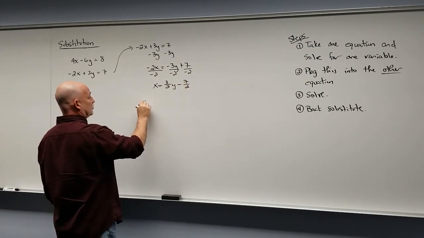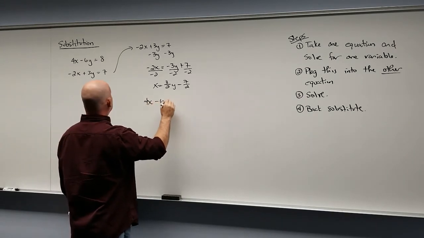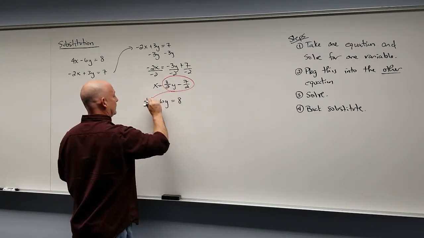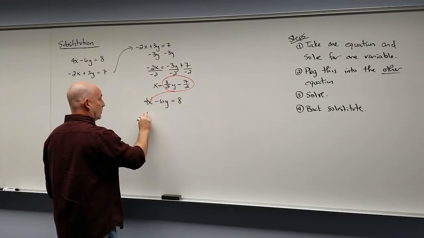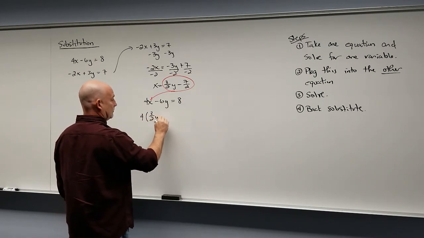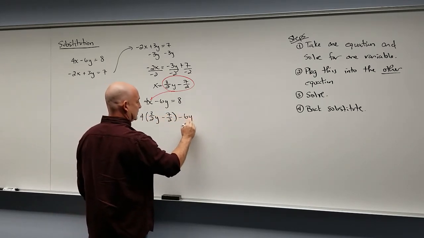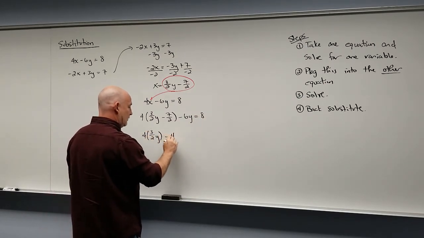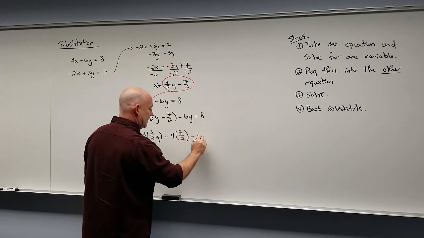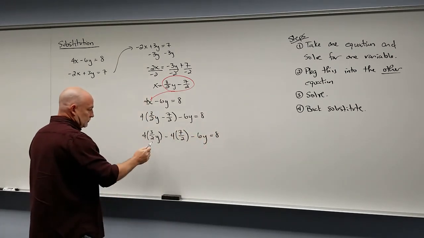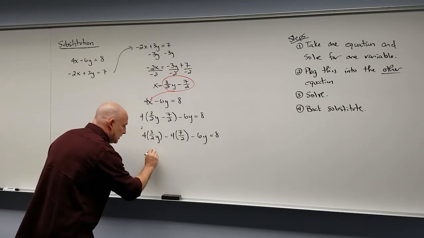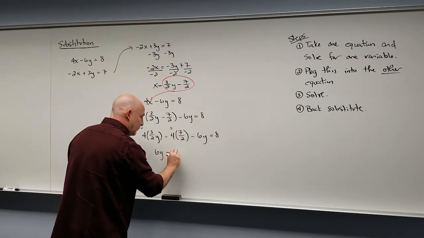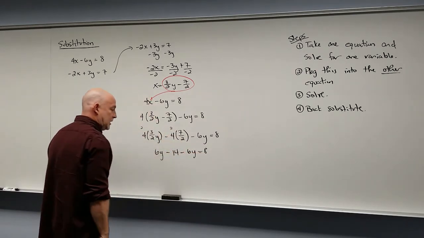All right, pretty ugly, but we need to plug that into the other equation, 4x minus 6y equals 8. So again, all of this mess goes in the place of the x. So we have 4 times (3 halves y minus 7 halves) minus 6y is equal to 8. So I'll write one more step. It's 4 times 3 halves y, 4 times 7 halves, minus 6y is equal to 8. So let's reduce. 2 goes into 4 twice. That gives me 6y minus, 2 goes into 4 twice, 14 minus 6y is equal to 8.